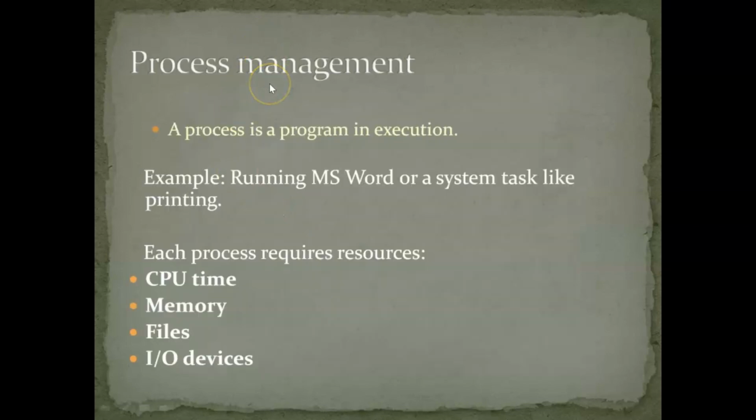So the first one is process management. This is one of the functions of your operating system. So what is a process? A process is any program which is in execution. This is the definition of a process. An example would be running MS Word or a system task like printing. These can be referred to as processes.